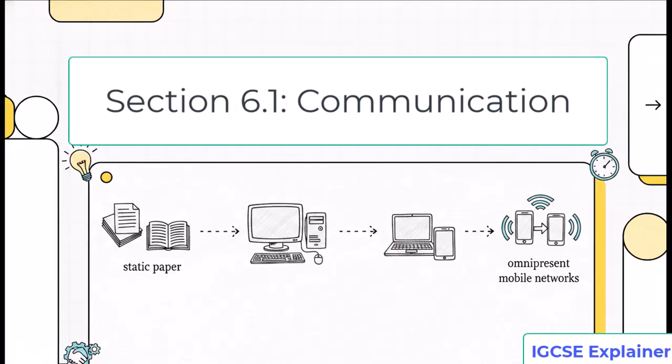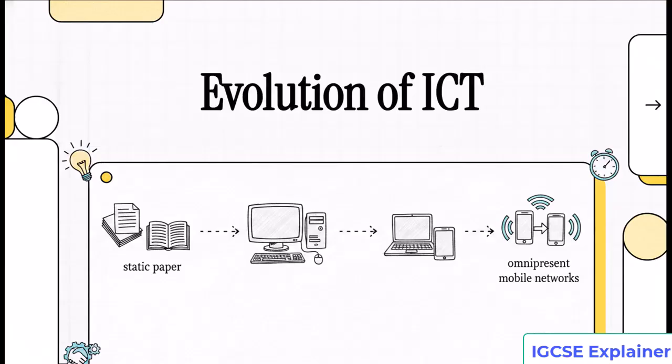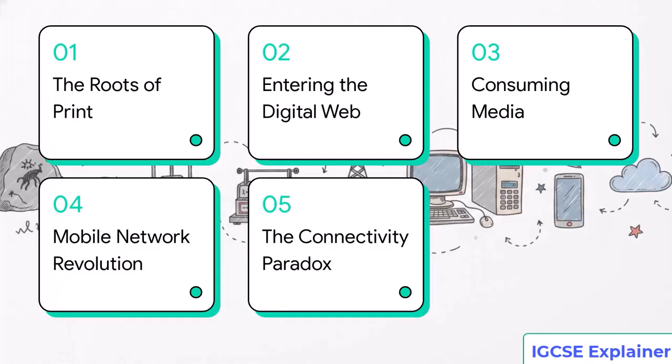Today we are diving into something absolutely fascinating. We're going to trace the incredible evolution of information and communication technology, or ICT for short. It's wild to think about, but we're looking at exactly how we moved from the physical limits of static paper all the way to the omnipresent mobile networks that literally surround us today. So if you're curious about not just the tech we use, but how it completely rewired human connection, well, you're in exactly the right place. Okay, let's dive into this.